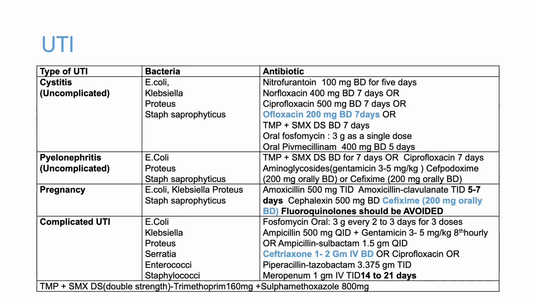Now, another common infection in the emergency room is urinary tract infection. We know that in urinary tract infection, 90% of the time it will be a gram negative organism like E. coli. Most of the urinary tract infections we can treat with norfloxacin 400 milligram BD for 5 to 7 days.